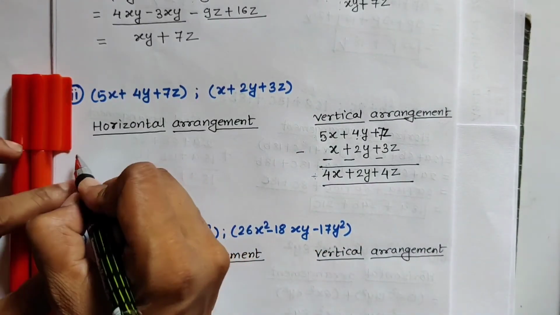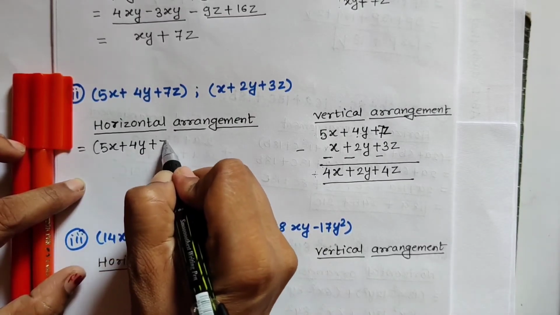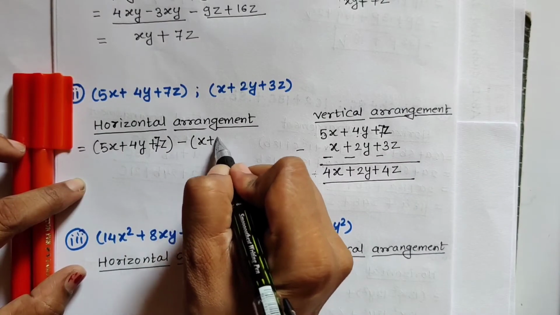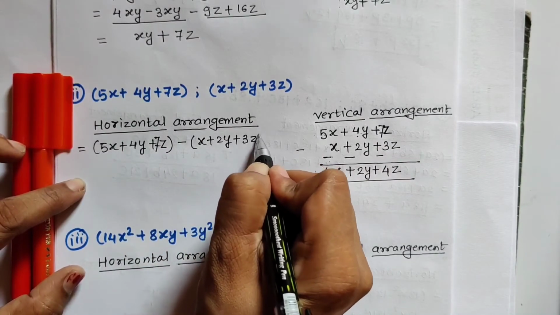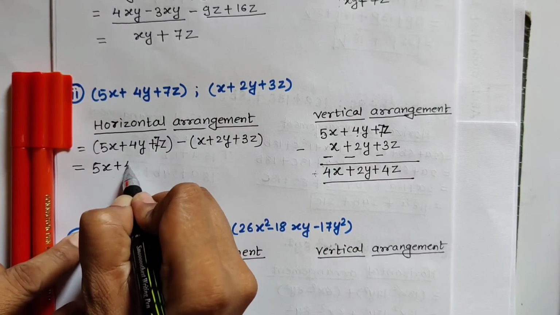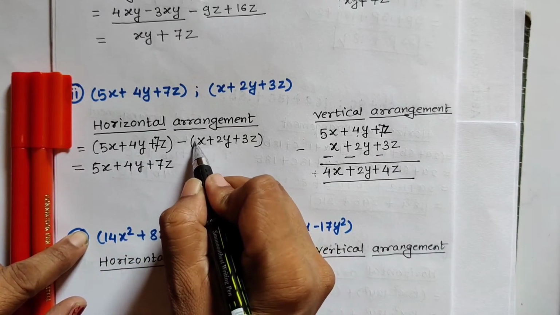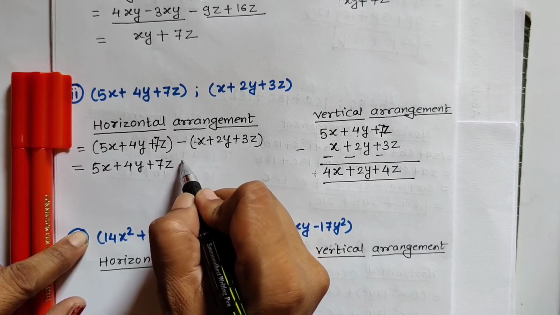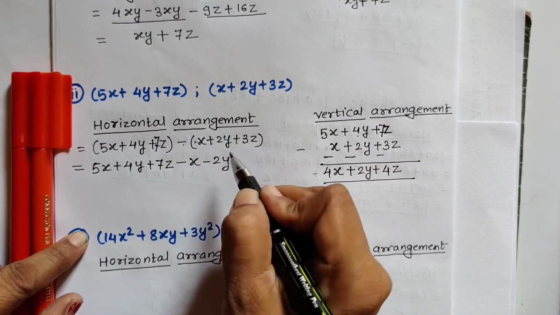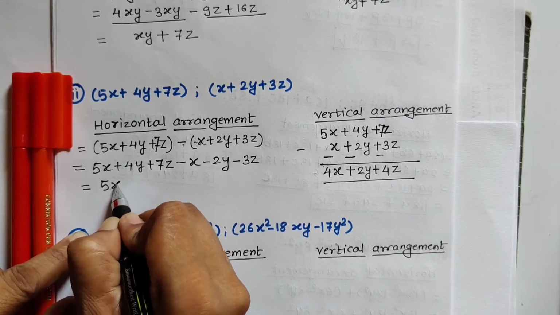Now let us solve in the horizontal arrangement. 5x plus 4y plus 7z, minus sign between two brackets, x plus 2y plus 3z. Next step is to remove the bracket. I am going to remove the bracket. I am not writing the bracket now. 5x plus 4y plus 7z. Now see, x is having plus sign. Minus plus is minus x. Minus plus is minus 2y. Minus plus is minus 3z.